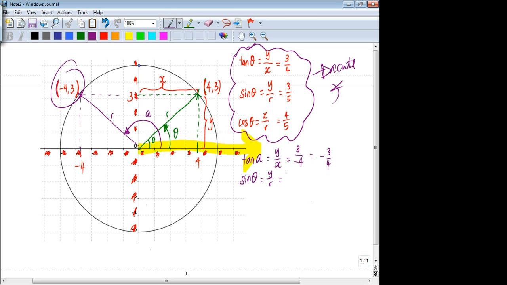3. What is the value for r? 5. Yes, that's it. Okay, final one, cosine theta equals x over r. What is the value for x? 4 over 5. Hey, really? X equals 4? Negative 4.